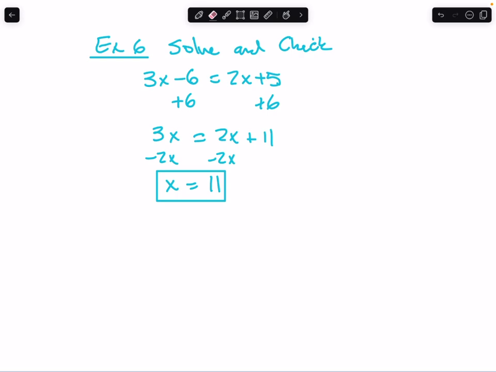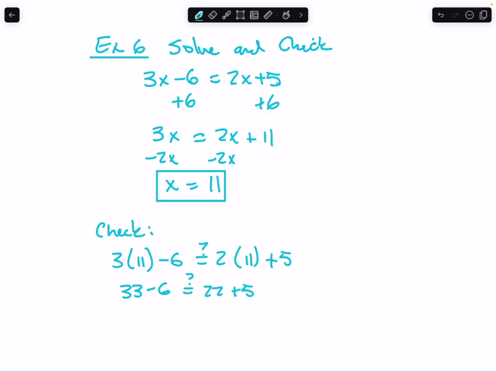Okay, we want to check to see if this is the correct solution. So we do 3 times 11 minus 6. And we're going to check to see if that's equal. We don't know for sure. 2 times 11 plus 5. Okay, 3 times 11 is 33 minus 6. Again, we don't know for sure. 2 times 11 is 22 plus 5.